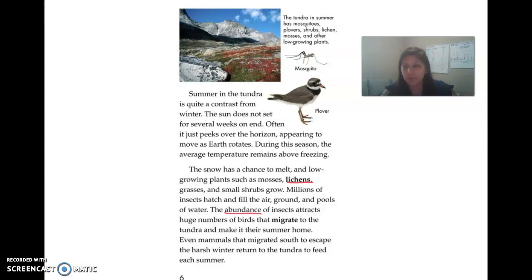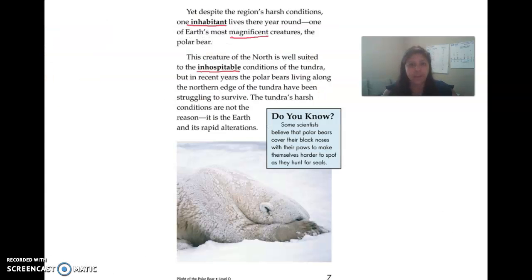Okay, let's look at some words back here. The very first word we have is inhabitant. Here it breaks it down. Here we have inhabit, or you can even say inhabitant. Inhabitant is just someone who lives within that habitat. So here they're talking about the polar bears.